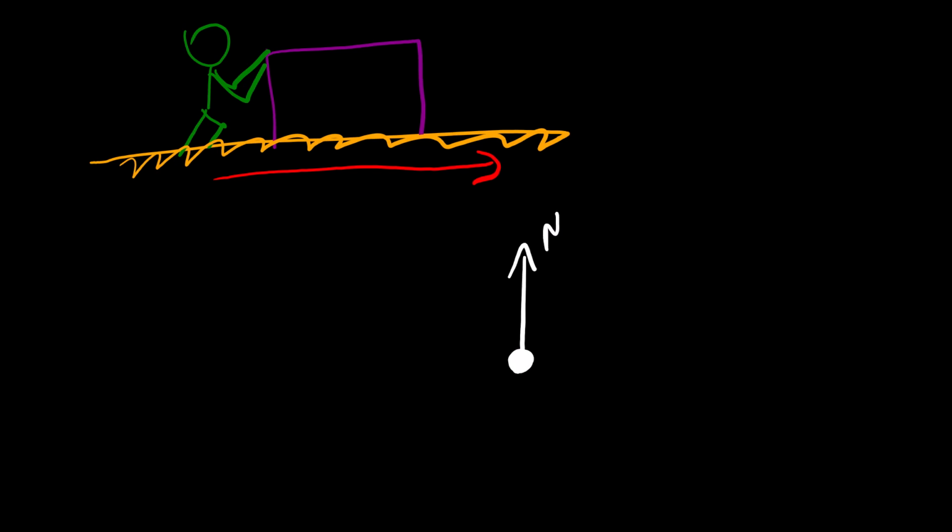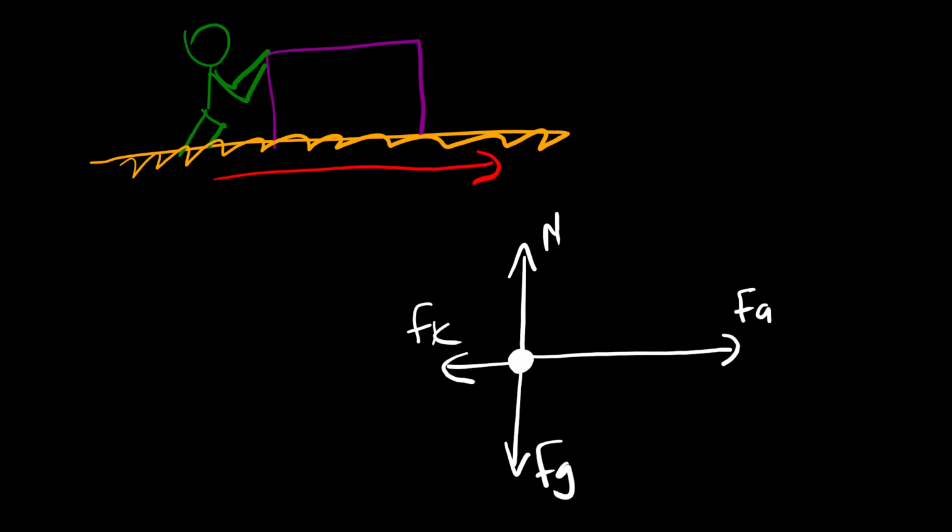We have normal force, we have force of gravity, we have kinetic friction, and then we have our applied force. Now you can see the applied force is a bit longer than all these forces. It simply means that the applied force is the one which is causing this object to move to the right. So the resultant force is to the right.